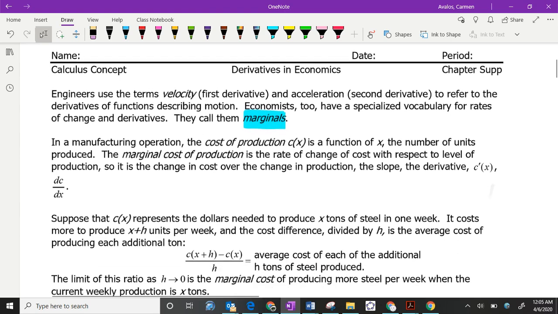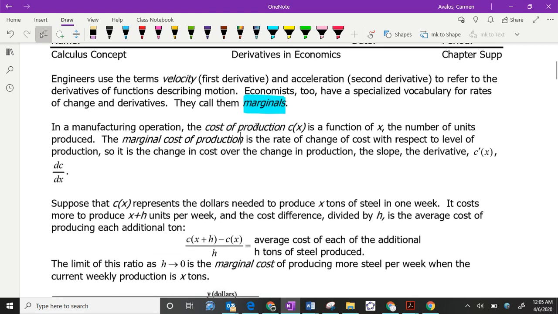So when you're looking at something where we have the cost of producing some kind of unit, and it is producing this many units, the marginal cost of the production is saying what is the rate of change for the cost depending on how many we produce or how many we don't produce, whatever it is that you're trying to answer. So when it says here, it'll say the cost is C of X.